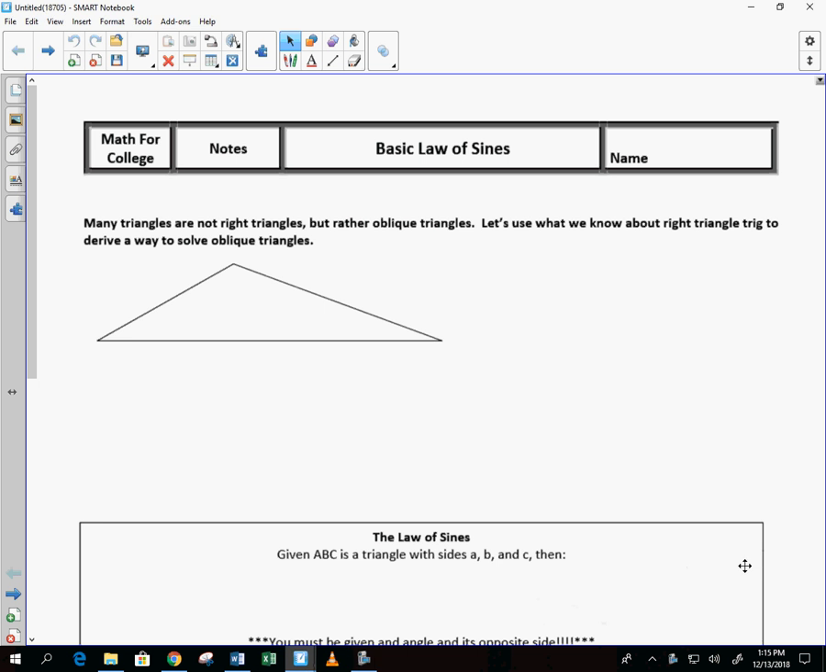Okay, today we look at the basic law of sines. And I'm going to say this word, and please reserve your kind of distaste for it. But I'm going to show you a very, very short proof.